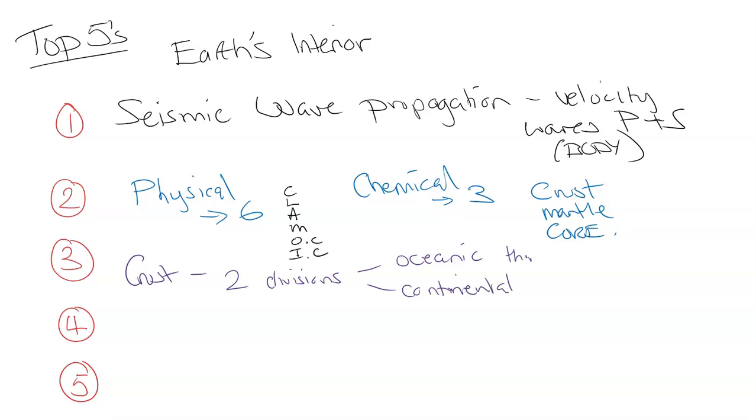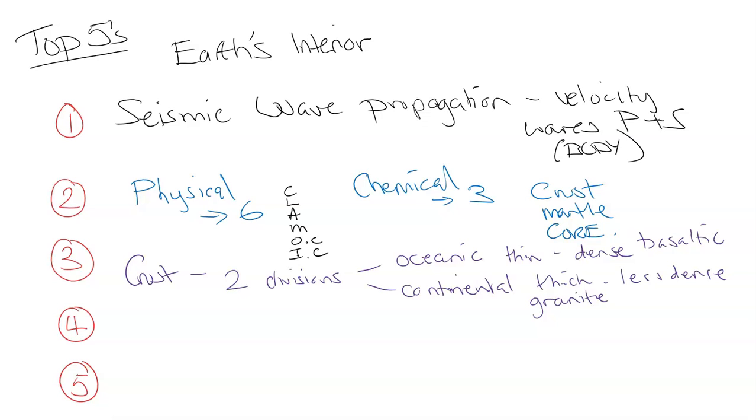Oceanic is thin and it is dense, whereas the continent is thick and less dense. The oceanic is mostly made of basaltic igneous rock, whereas the continental crust is usually made of mostly granite or andesite or diorite, so mostly granite.